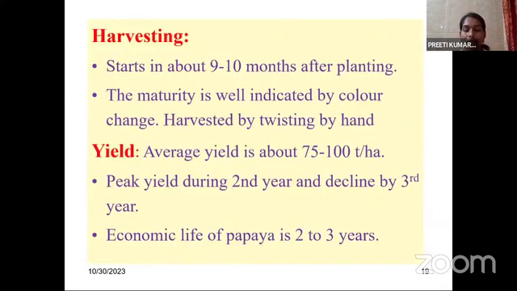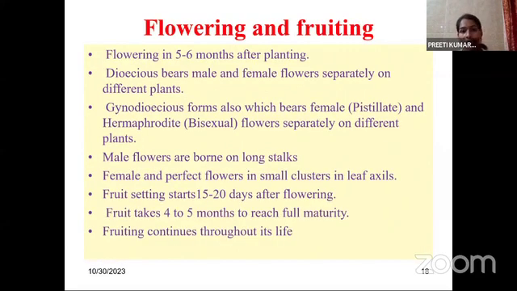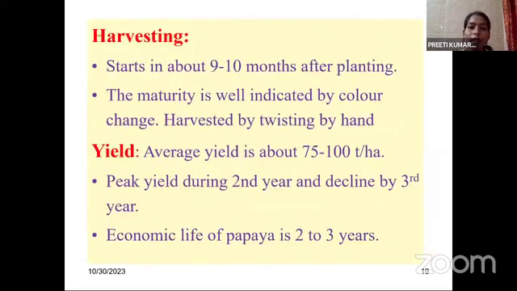Harvesting. After seeing all the aspects of papaya, like how it is grown, how it is propagated, and what the varieties are, we are now going to discuss harvesting. It starts in about 5 to 10 months after planting. As 5 to 6 months is required for flowering, then after flowering 15 to 20 days for fruiting, and after 9 to 10 months after planting we can have nice fruits, and we can harvest.